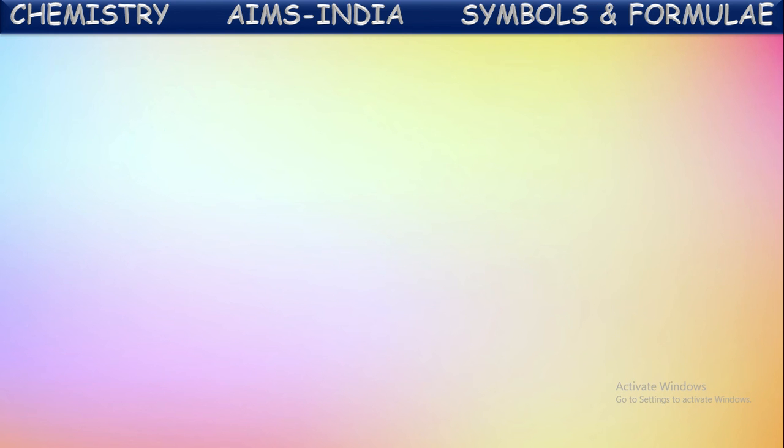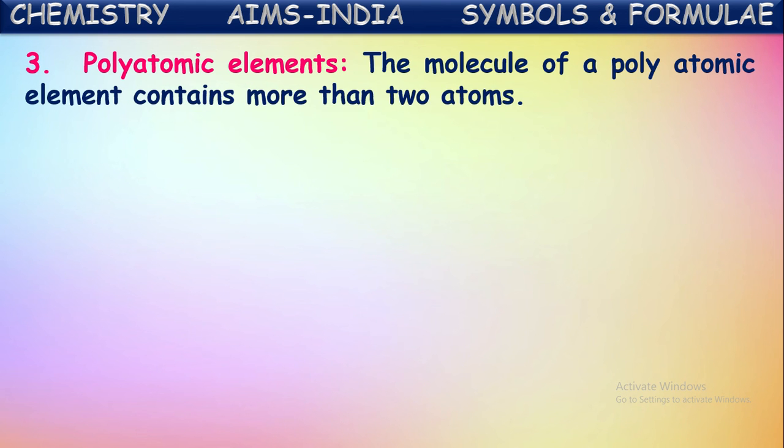Not only one or two atoms in the molecule, some other elements may contain more than two atoms also. They are called polyatomic elements. The molecule of a polyatomic element contains more than two atoms. The elements in which molecules contain more than two atoms combined together are called polyatomic elements.